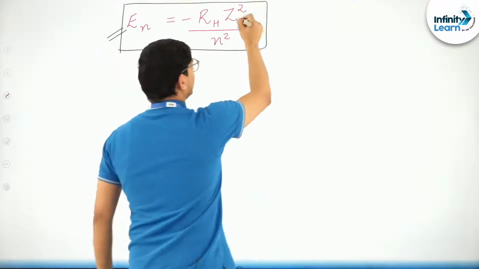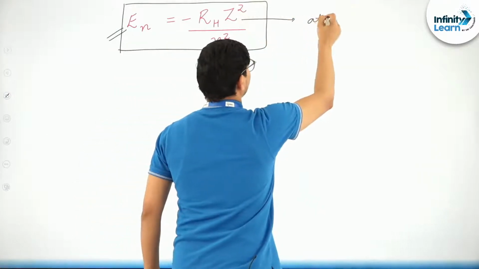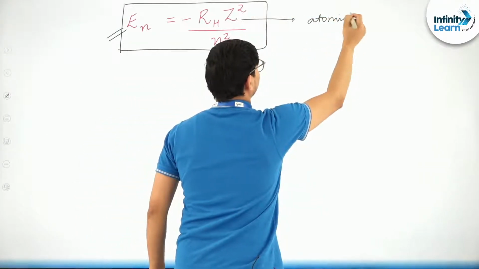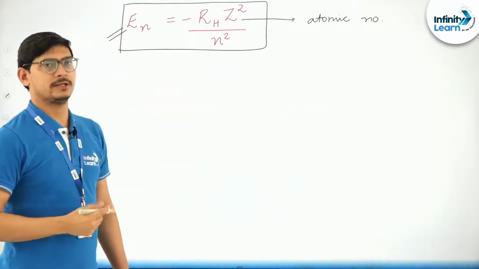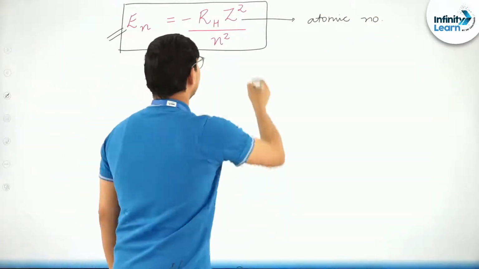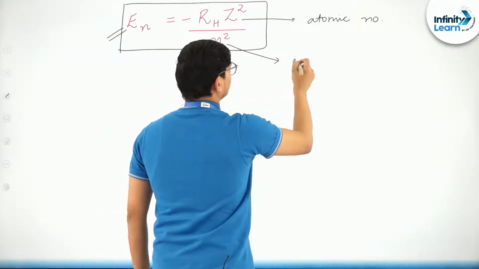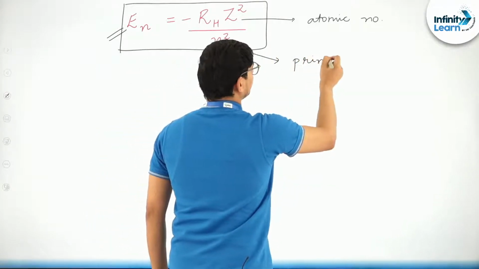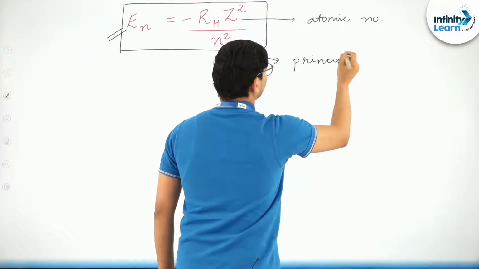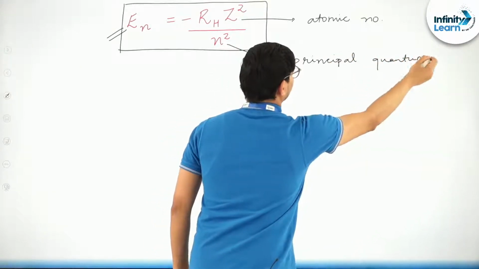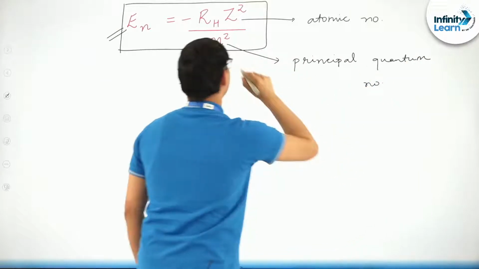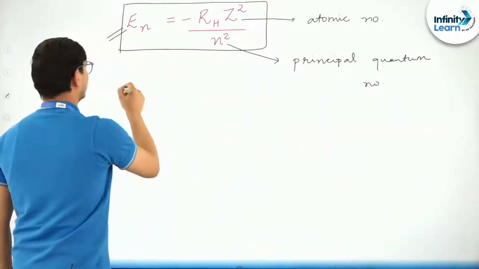Z is the atomic number, guys, because you know Bohr's model is applicable to hydrogen like species, right? Helium ion, Li2 plus, like that. N is the principal quantum number. Okay, and R, which is RH, is the popular Rydberg constant.